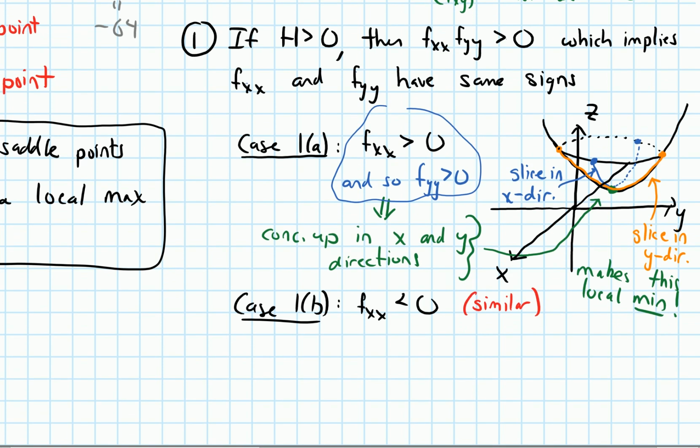And there are two other scenarios, situation 2 and situation 3. In situation 2, we said, what if our Hessian was less than 0? In situation 3, we said, what if the Hessian is equal to 0? These are harder to show.